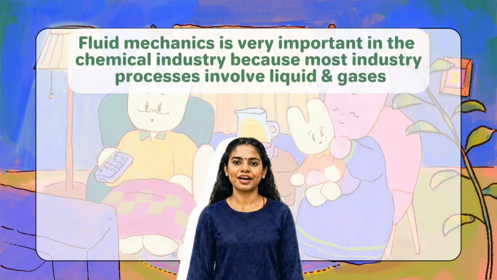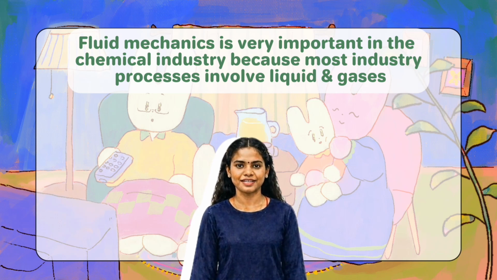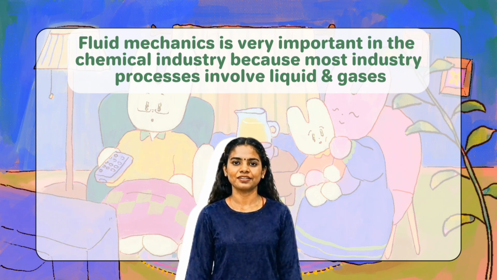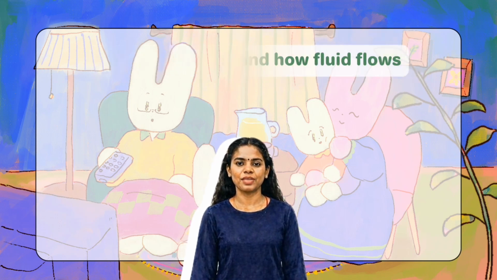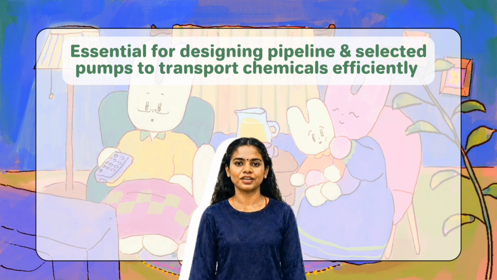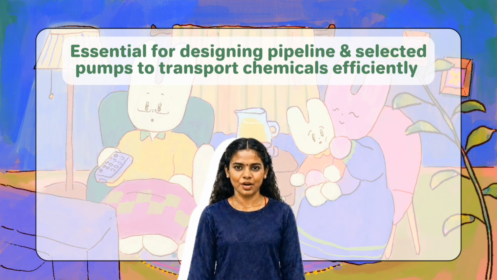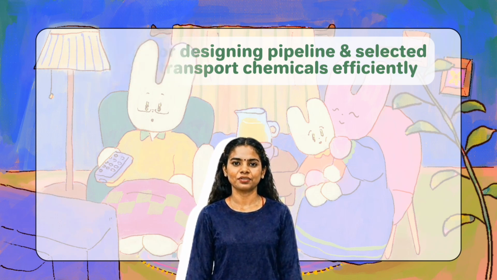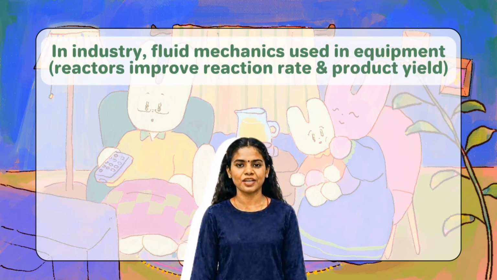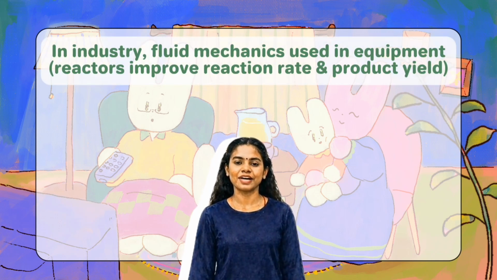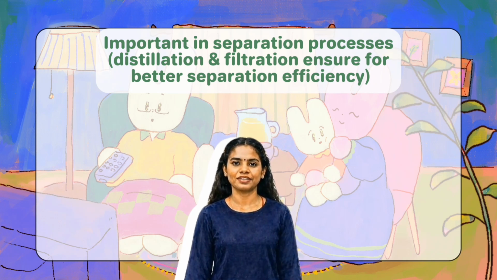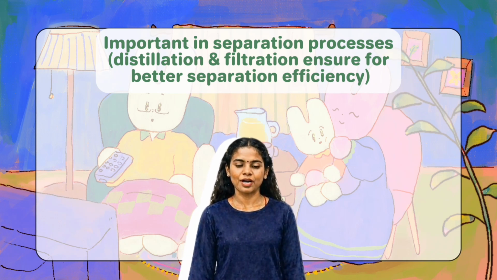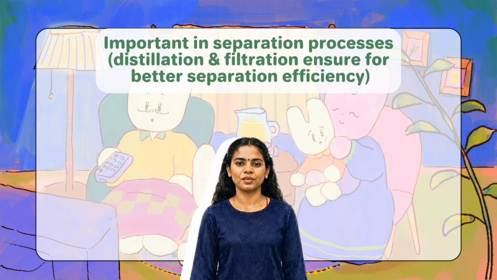Fluid mechanics is very important in the chemical industry because most industrial processes involve liquids and gases. It helps us understand how fluids flow, which is essential for designing pipelines and selecting pumps to transport chemicals efficiently. In industry, fluid mechanics is used in equipment like reactors to improve reaction rate and product yield. It is also important in separation processes such as distillation and filtration, where it ensures better separation efficiency.